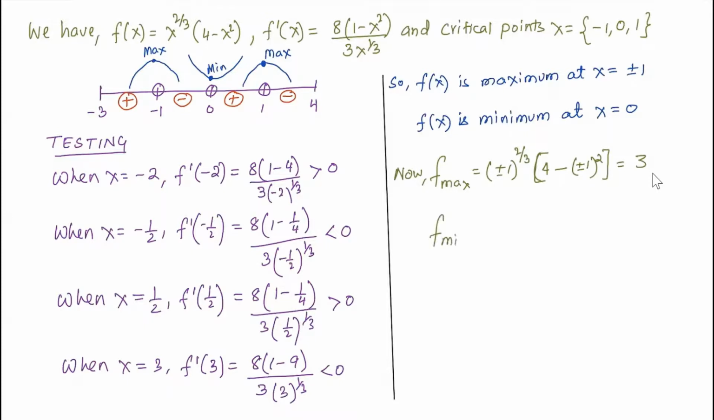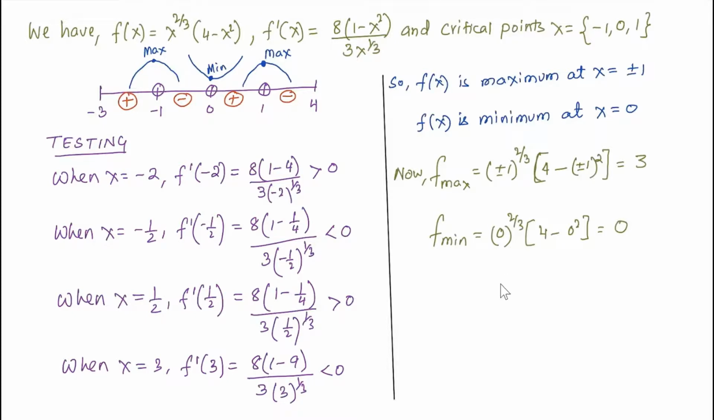And the minimum value, we obtain by plugging in 0. So if you plug in 0 here, it will be 0 raised to 2/3, then you have 4 minus 0 squared. If you simplify this, 0 squared is 0. So 4 minus 0 is 4. 4 multiplied by 0 raised to 2/3 is 0. So 4 multiplied by 0 is 0. So the minimum value is 0.